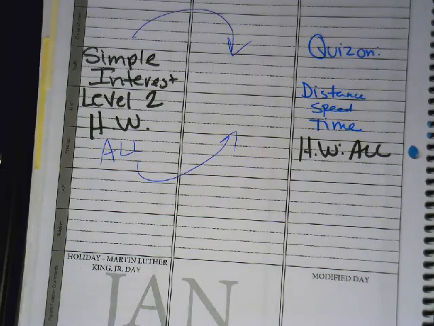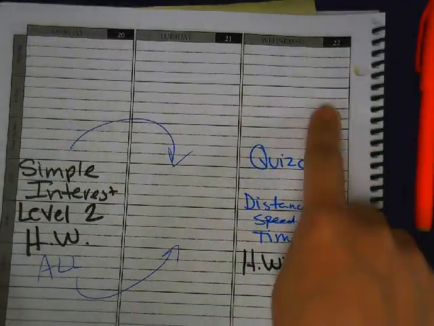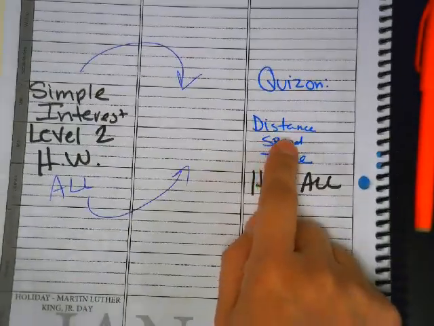All right. So a couple things for this class, period 1. Today's Wednesday, the 22nd. We're going to do something new: distance, speed, and time.